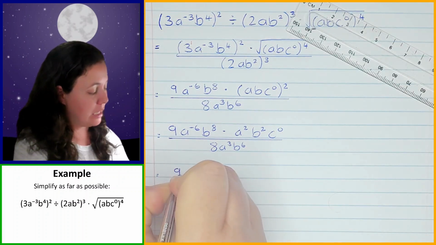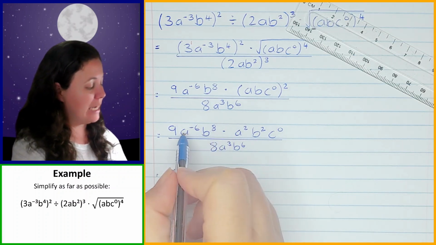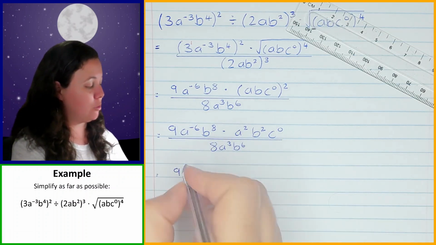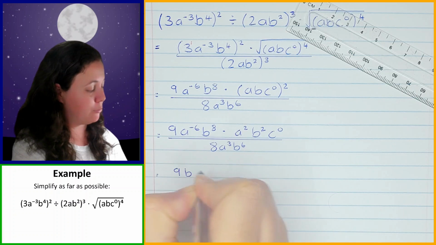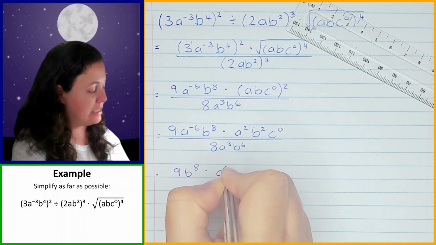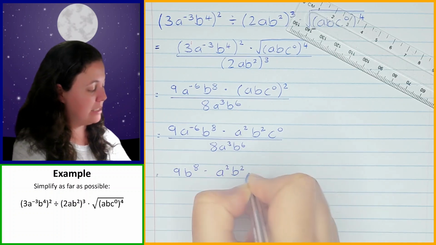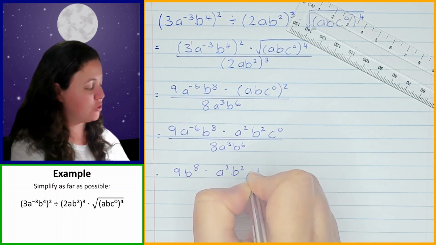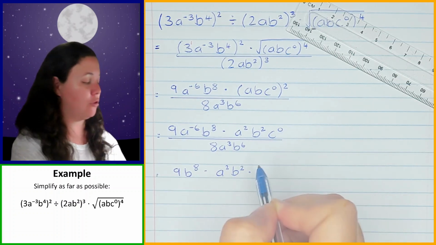Okay, so it's 9. Then the a to the power of negative 6 is going to move. So I'm not writing that right now. That's going to come at the bottom. So there's 9b to the power of 8 times a squared b squared times 1. So now I've changed that c to the power of 0 to a 1.